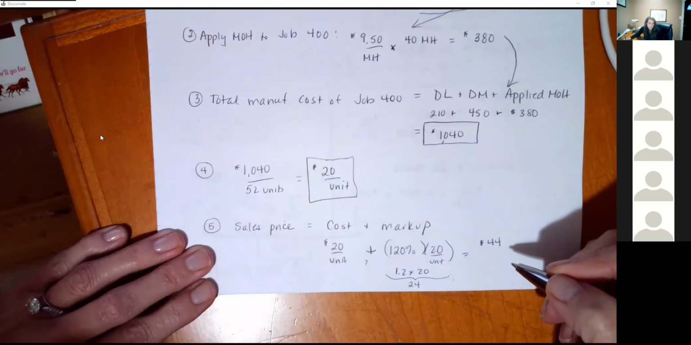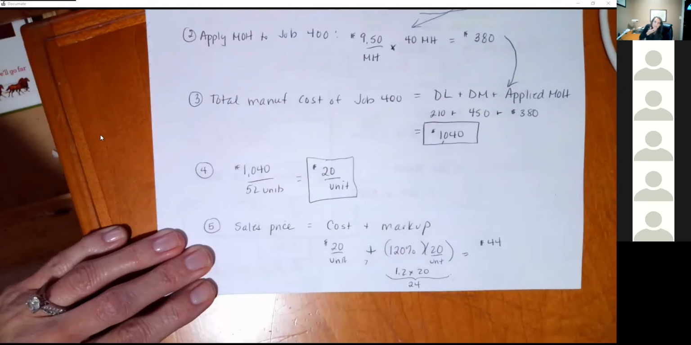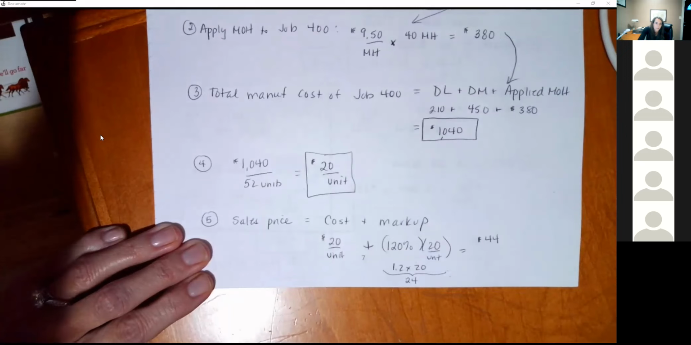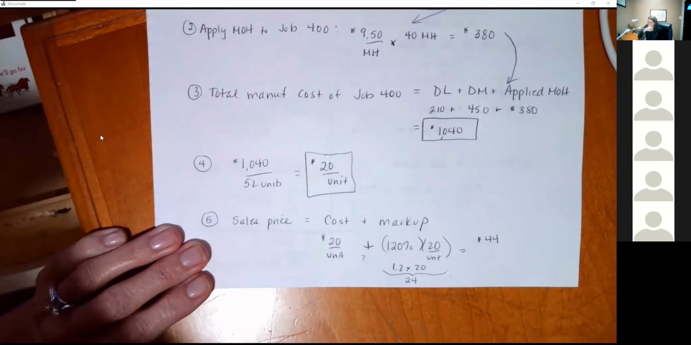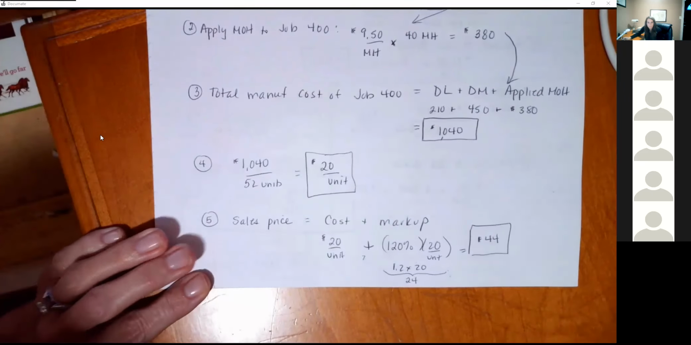So Eden, does that help with any confusion you had on figuring out the sales price? Yes, that clears up some confusion. Okay, good. So this is going to be the amount that we charge.